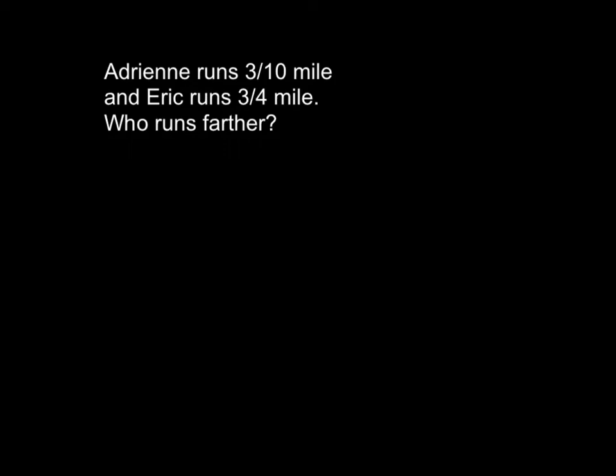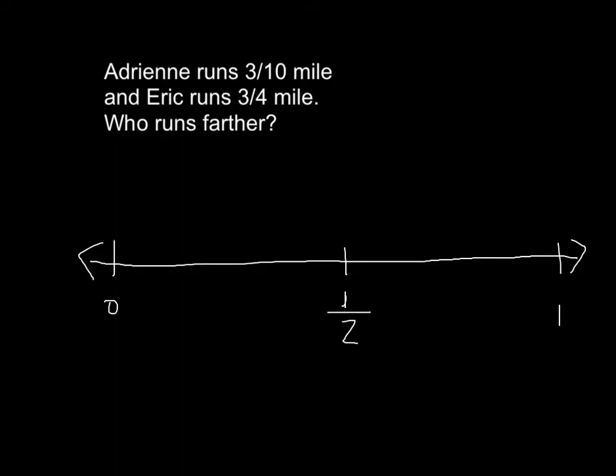Today we're going to look a little bit more at comparing fractions with unlike denominators. Here are two ways to compare fractions with denominators that are not the same. Adrian runs 3/10 of a mile and Eric runs 3/4 of a mile. Who runs further? The first way that we're going to compare 3/10 and 3/4 is by using a number line.